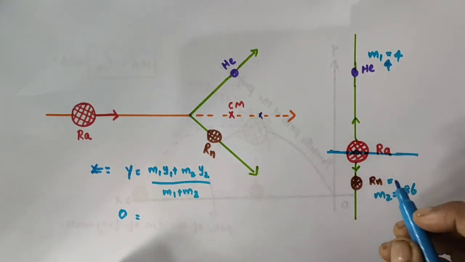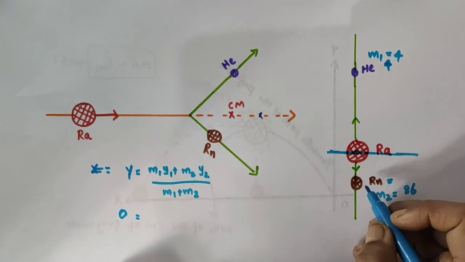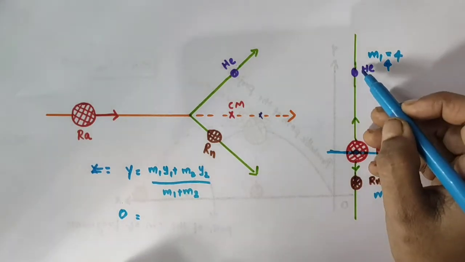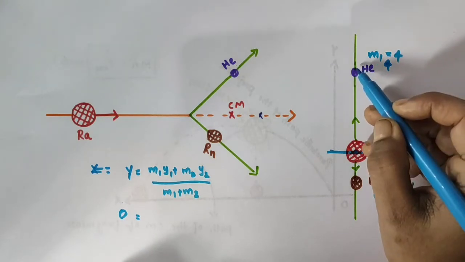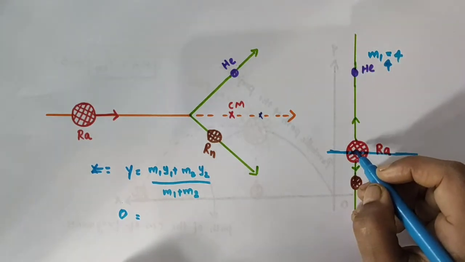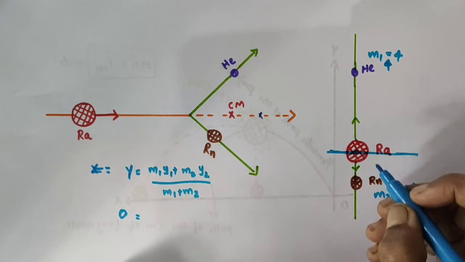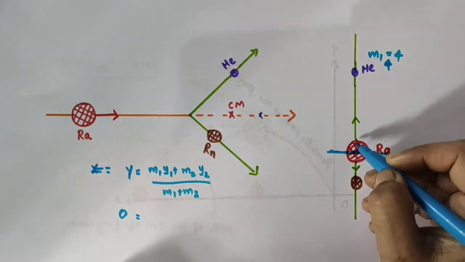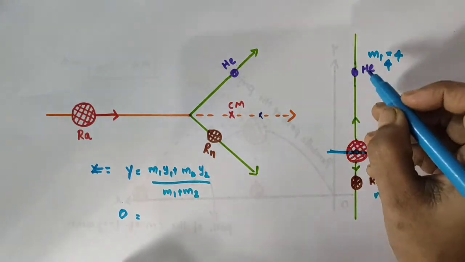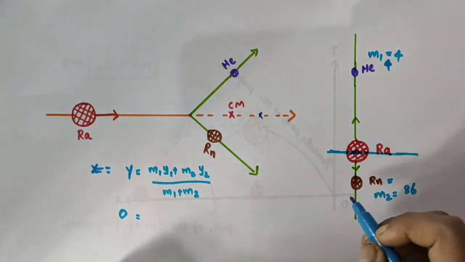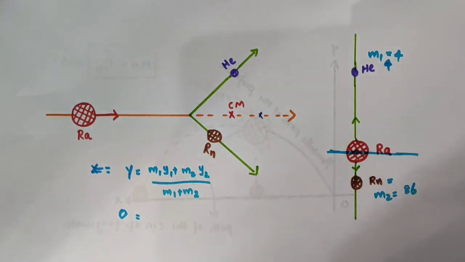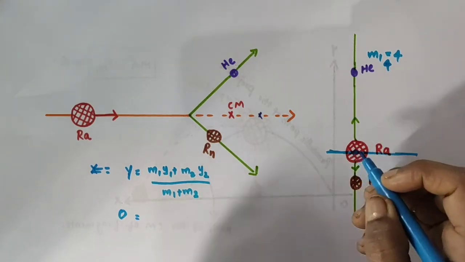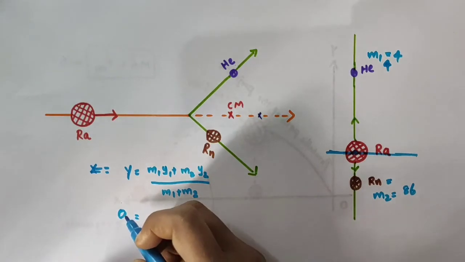See, what I want to say is, radon has reached only up to here, but the alpha particle has traveled some more distance and reached somewhere here. The center of mass is here. Why is it marked like this? That is what I am going to explain. For that, consider the center of mass at the origin, so y equal to 0 here.